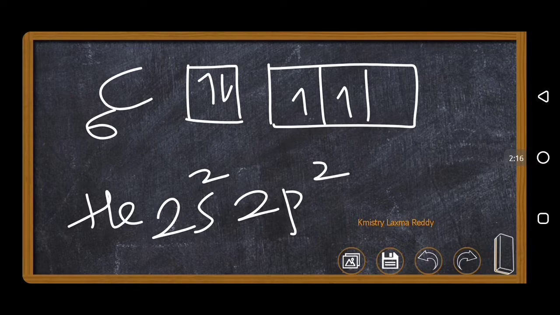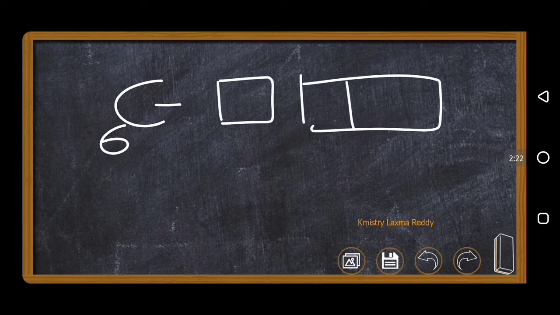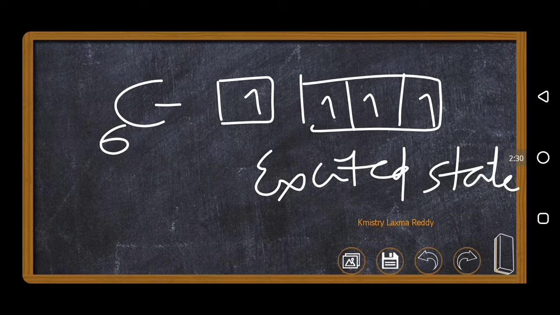In this, carbon 6 will show a 2s1 2p3 configuration. This is in the excited state, you can say. This is the excited state configuration. Because of these 4 electrons only, it is forming 4 bonds.